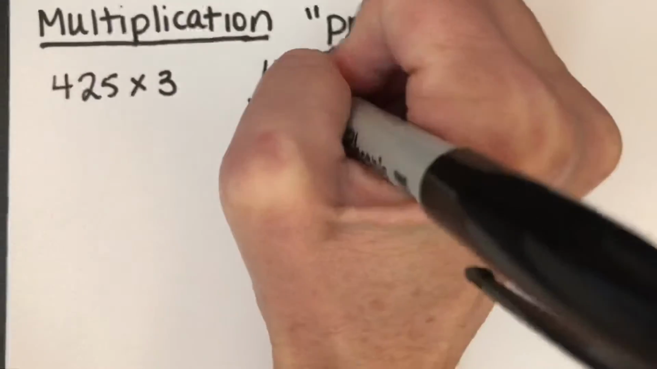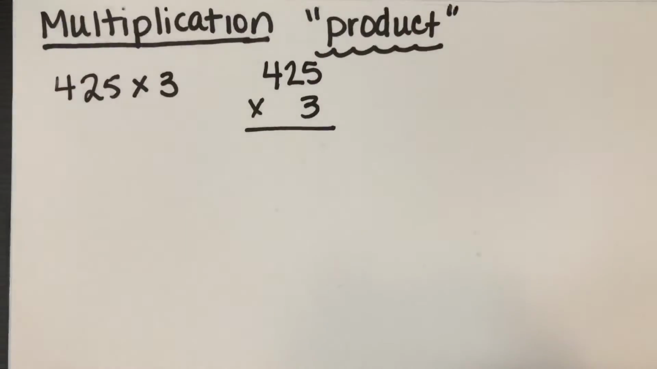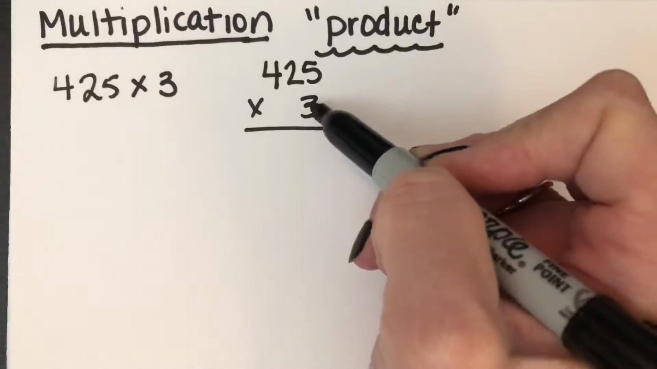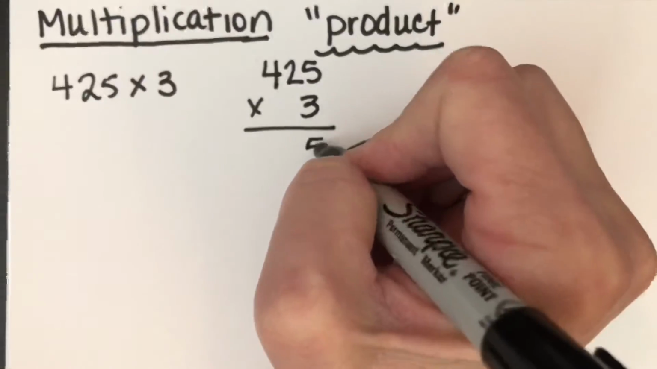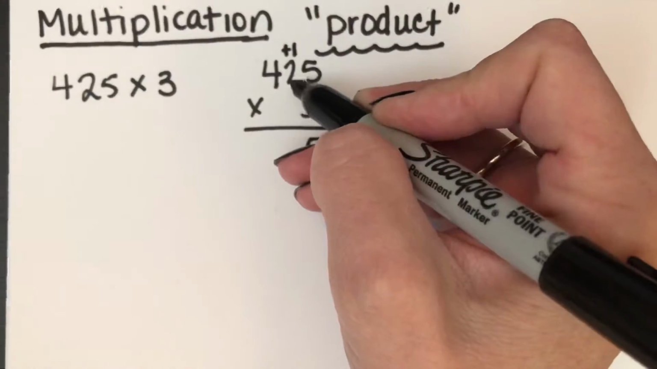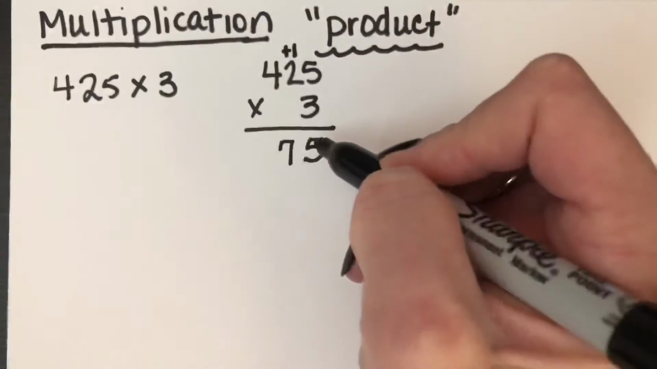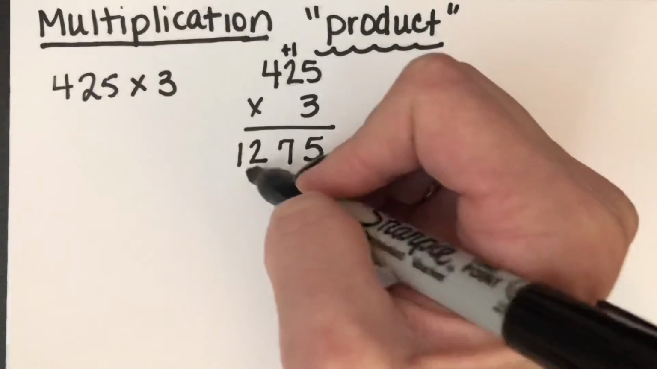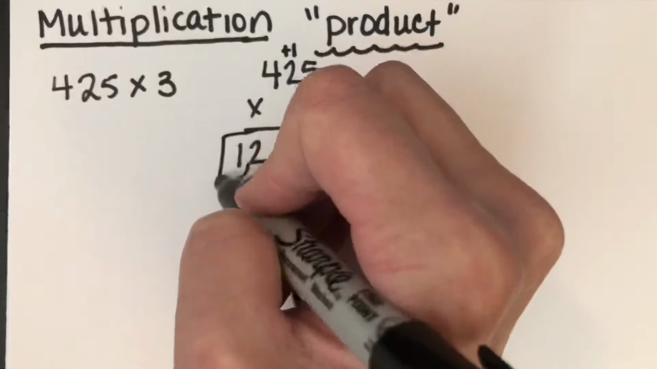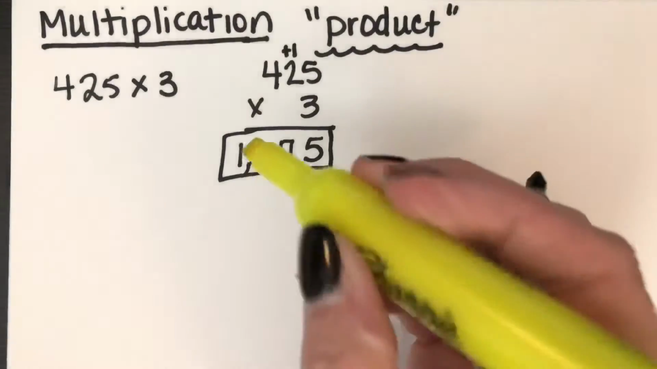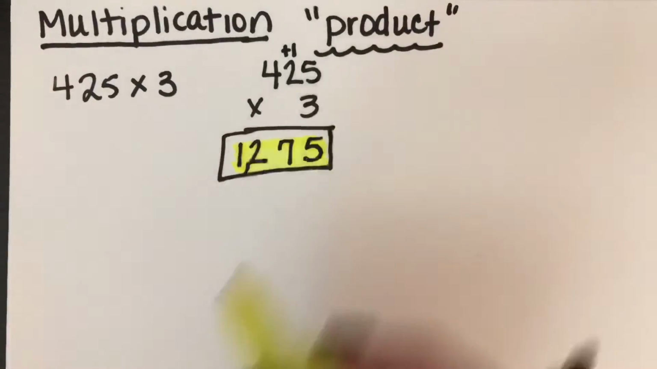425 times 3. And now I'm just going to have the 3 visit each of these numbers. 3 times 5 is 15, I carry my 1. 3 times 2 is 6, plus 1 is 7. And 3 times 4 is 12. So I come in 3 spaces and my answer is 1,275. Not too bad.